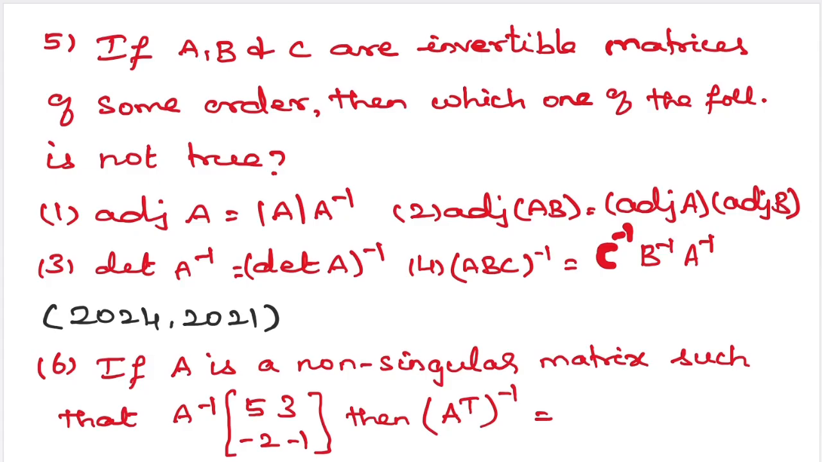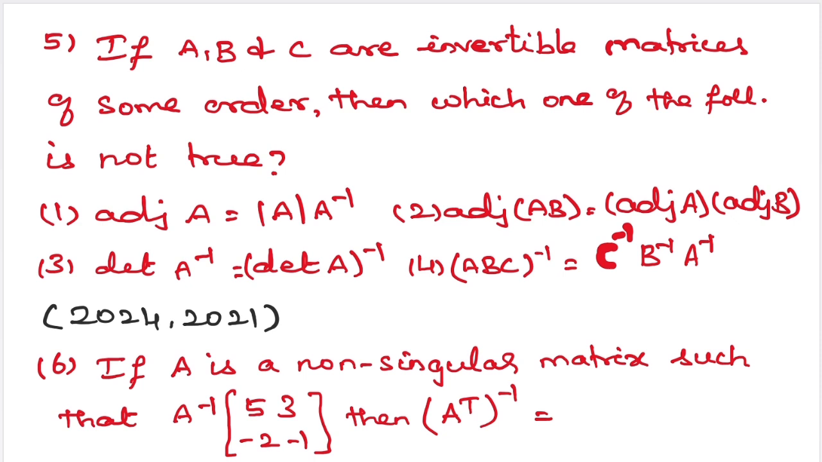Next question. If A, B and C are invertible matrices of some order, then which one of the following is not true? We have given 4 options. The question is on page number 48, 9th question. This question was asked in 2024 and 2021.